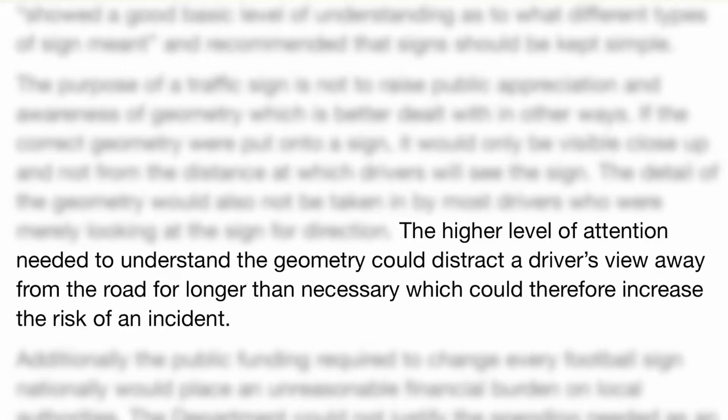But then it says, "the higher level of attention needed to understand the geometry could distract a driver's view away from the road for longer than necessary, which could therefore increase the risk of an incident." Now that seems to me a contradiction of what they've just said. They've just said most people aren't going to notice it, but now they're saying that the geometry of the correct version could distract people. The people who are currently annoyed by the wrongness of the geometry are people who know what the correct geometry should be. And every time I see one of these signs, it distracts me because I look at it and go, no, it's all hexagons, it should be hexagons and pentagons. People who don't know that it's wrong won't be distracted if it's changed to the correct geometry. So I think this is a stupid argument from the government.